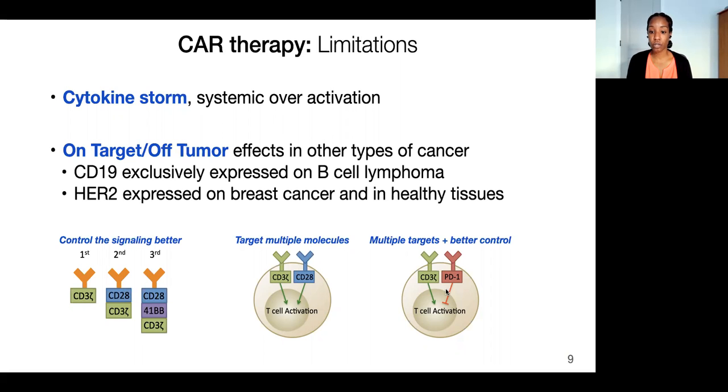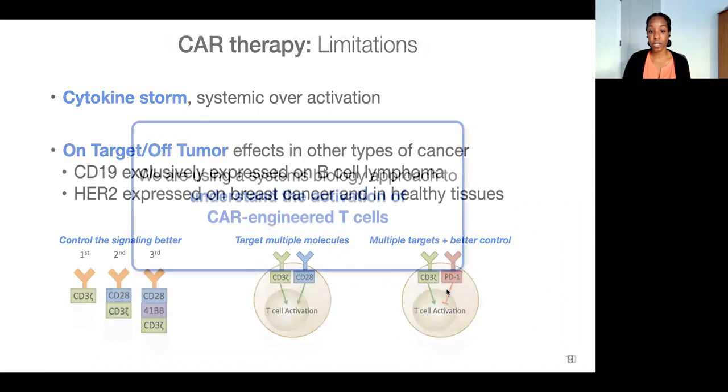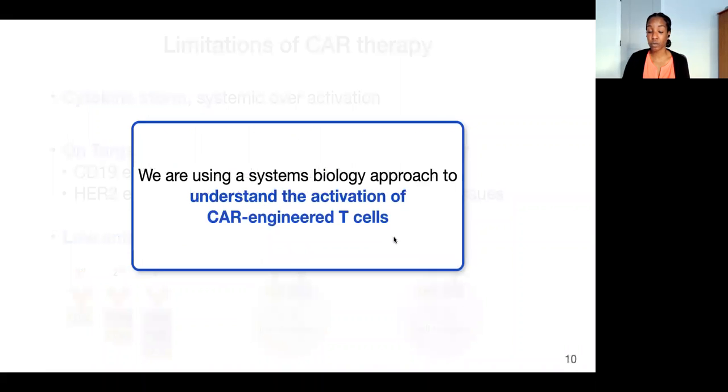But these are all sort of pursued in a guess-and-check or trial-and-error way, rather than having a more fundamental understanding of the signaling that is activated in these CAR-engineered T cells. And so we think that this is a nice place where systems biology approaches could help us to provide a more fundamental, systematic understanding of CAR-engineered T cell activation, and maybe even help to design more efficient and better CARs.